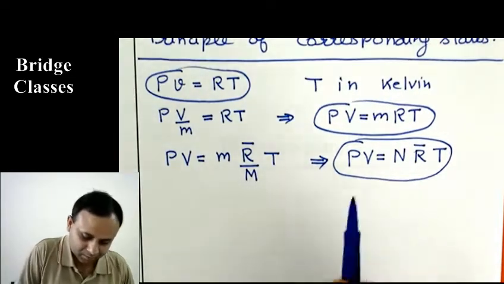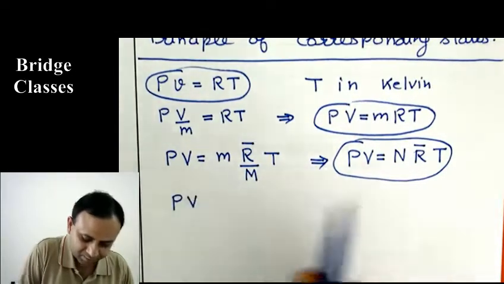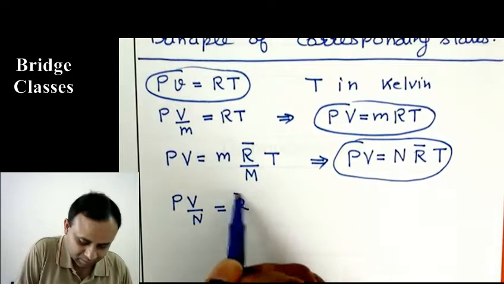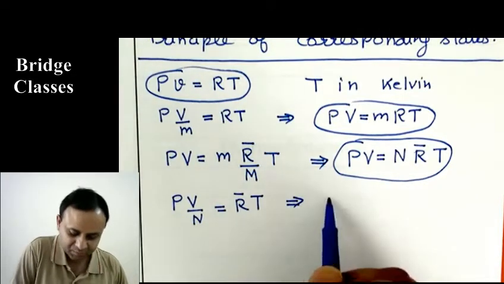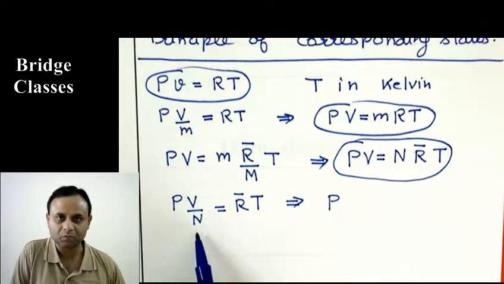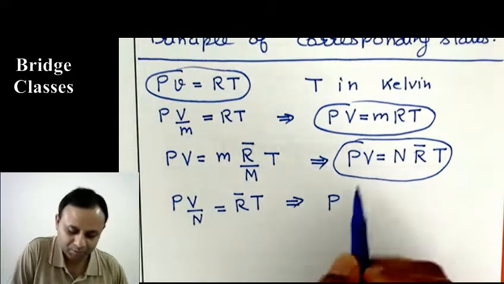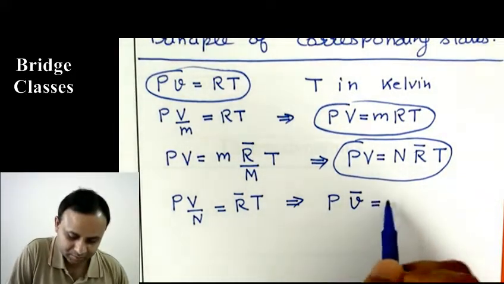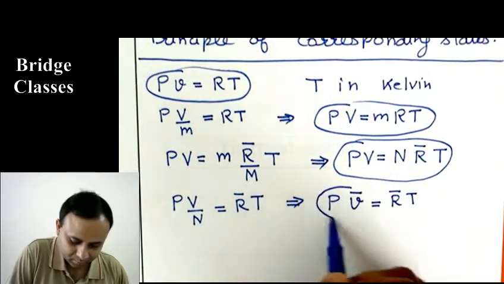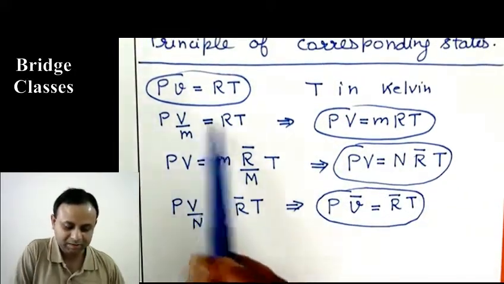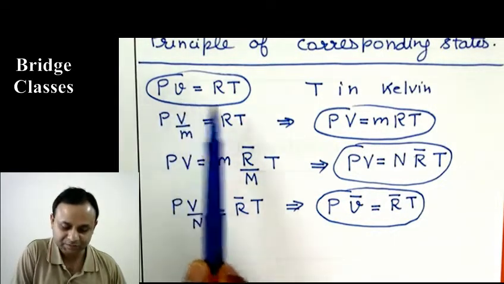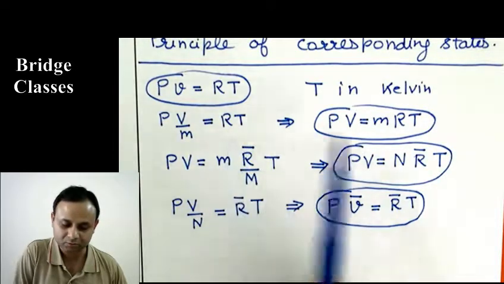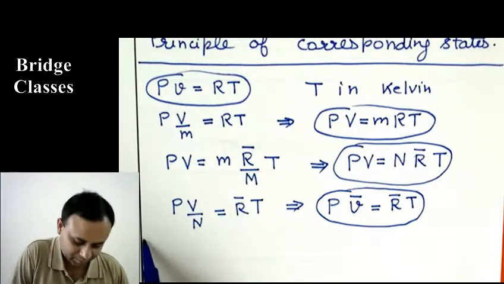Okay. Now you can also do PV. Take this N on the left hand side. So PV over N equals R bar T, and this becomes P times v. Now this is volume per mole. So this is specific volume, but on a molar basis. So you write that as v bar, equals R bar T. See, all of these are the ideal gas law, the same equation, but in terms of specific volume and gas constant, or universal gas constant and specific volume on the molar basis. So don't confuse them; be consistent when you are using the equation.